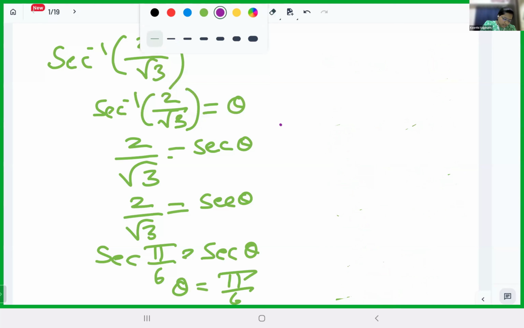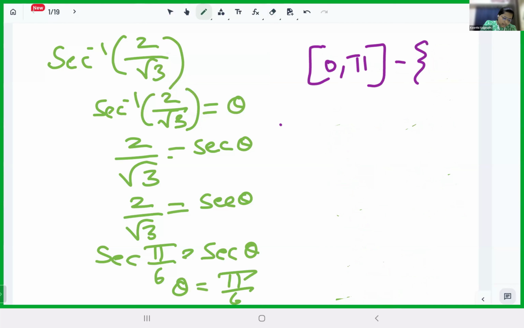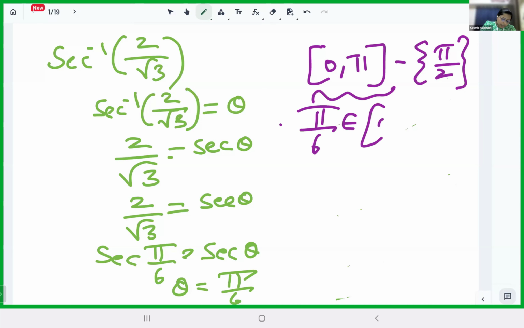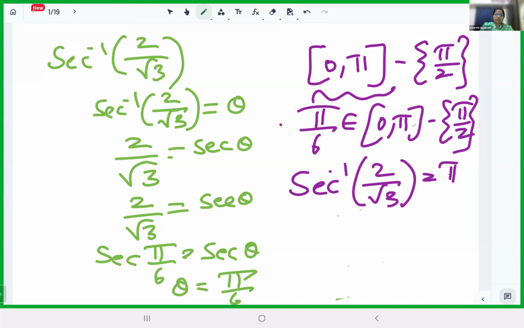It is a reciprocal of cos, right? So the PVB of sec is the closed interval 0 to pi, minus the set pi by 2. This is the PVB of sec. Now we have to check whether this theta belongs to this particular interval. Pi by 6 means 30 degrees. 30 degrees belongs to this interval, right? So we can conclude that pi by 6 belongs to the closed interval 0 to pi minus the set pi by 2. So the principal value of sec inverse of 2 by root 3 is nothing but pi by 6.